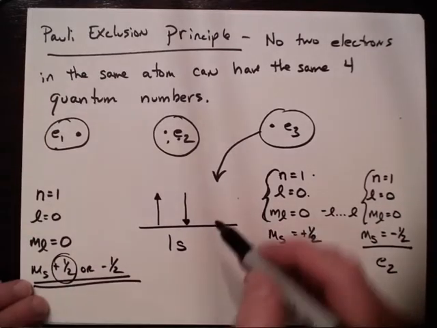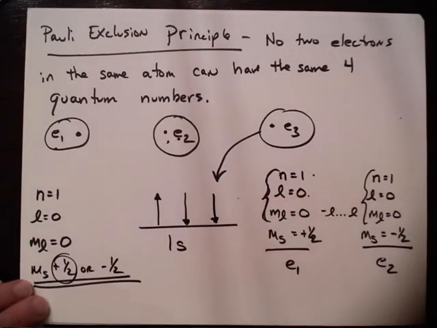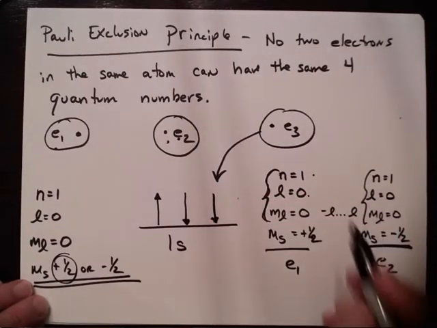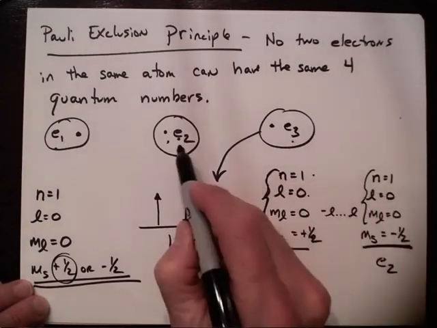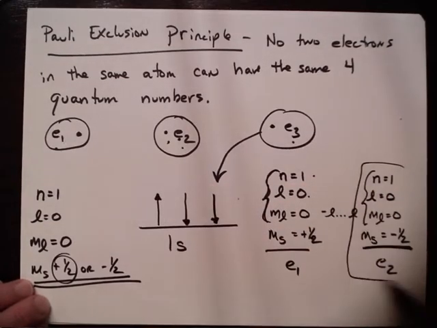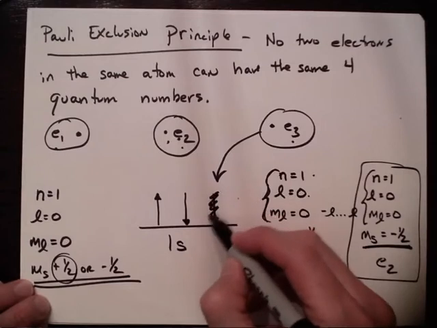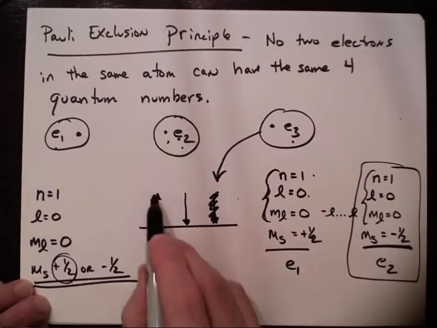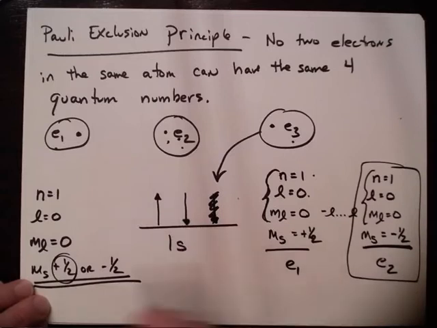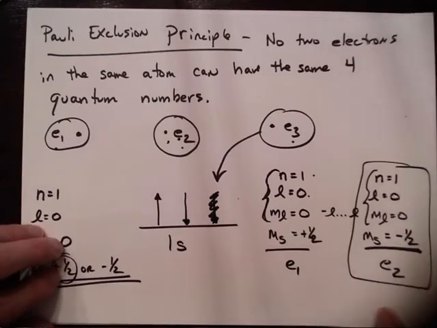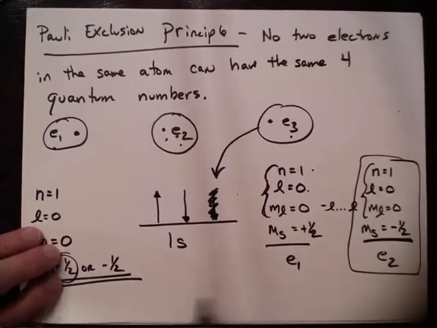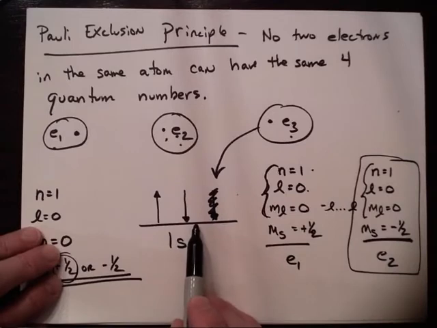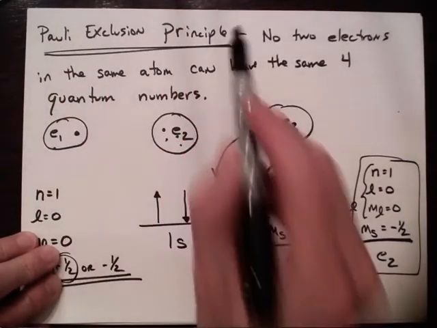And we also can't stick it spin down like this, m sub s negative half, because doing so would give electron 3 the same four quantum numbers as electron 2. And so we see that this particular orbital, a 1s orbital, can only have two electrons in it, one spin up and one spin down. And that actually turns out to be true of any particular orbital. In any particular orbital, you can only have two electrons in there. One's going to be spin up, one's going to be spin down, and that is because of this Pauli exclusion principle.